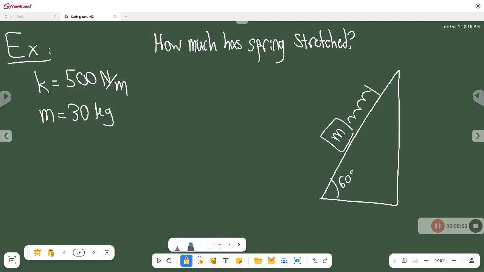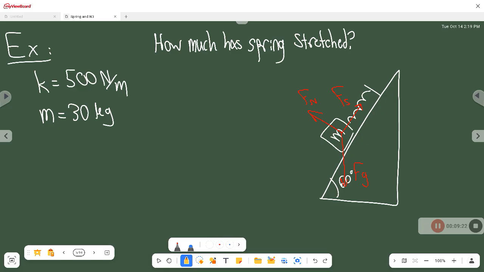I have a spring constant of 500 newtons per meter. I have a mass of 30 kilograms. I'm trying to figure out how much this spring needs to stretch in order to keep my object in place. So let's start by drawing the free body diagram, like always. I have force of gravity pointing down. I have normal force perpendicular to the ramp, and I have spring force parallel to the ramp, up the ramp.